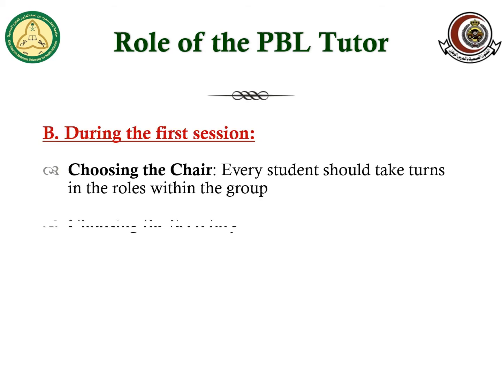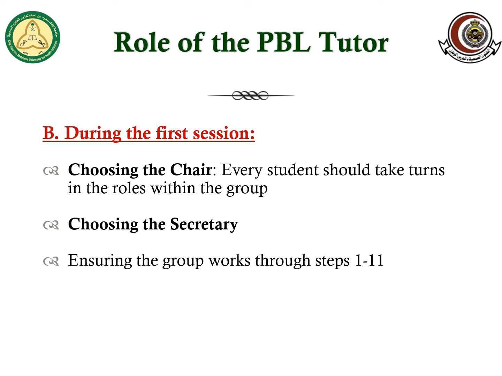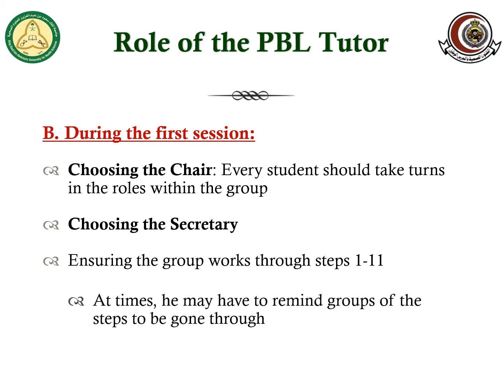During the first session, of course, comes choosing the chair. Every student should take turns in the roles within the group. The students themselves elect the chairperson as well as the scribe, the secretary, and then the tutor ensures the group works through the 11 steps or the 7 steps. At times, he may have to remind the groups of the steps to be gone through.